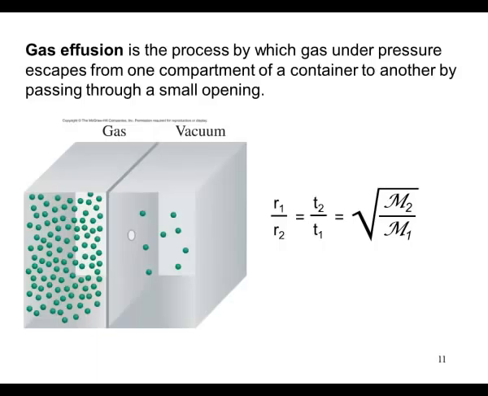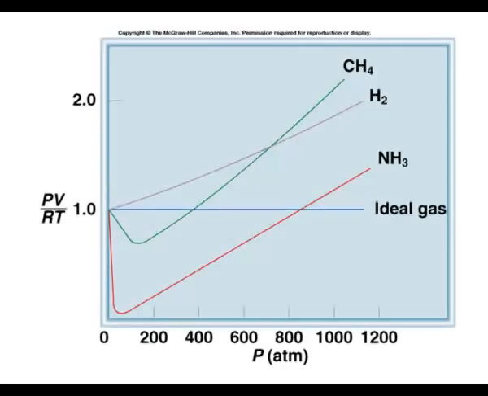Gas effusion is the process by which gas under pressure escapes from one compartment to another by passing through a small opening. The rate of one compared to the rate of the other gas, 2, is equal to the time for effusion of 2 divided by the time of effusion for 1, inversely proportional. And that is equal to the square root of m2 over m1, molar mass 2 over molar mass 1.